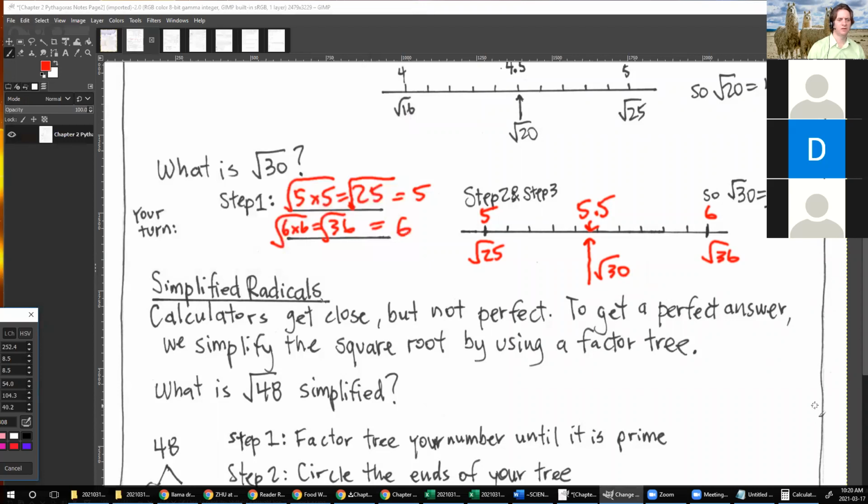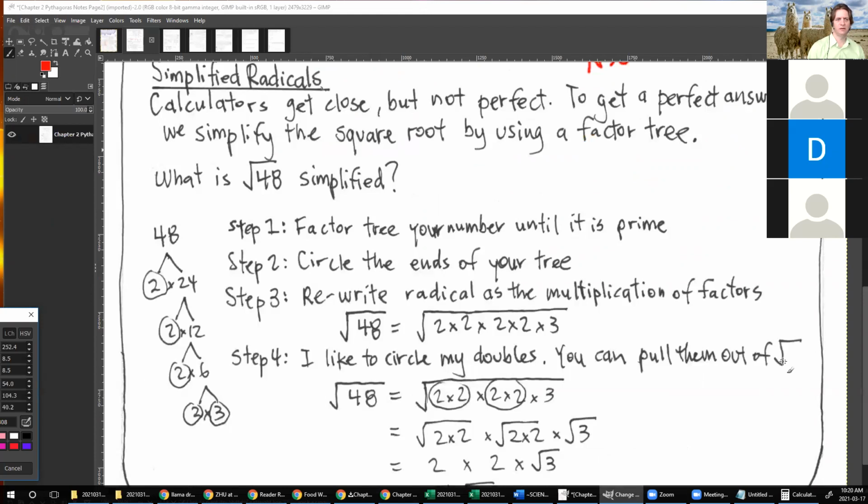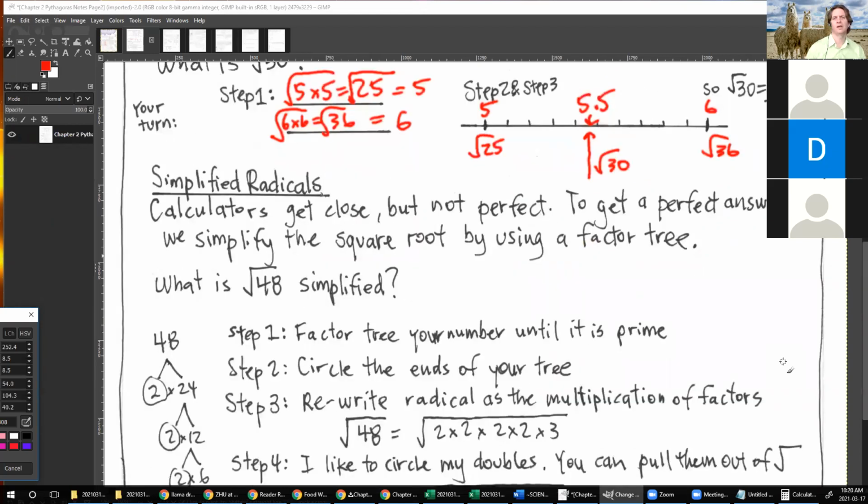Okay, take a breather for a second. Nice deep breath. We're going to get into a little bit more complicated, but again, it's not so bad. Just one other little way of doing this.